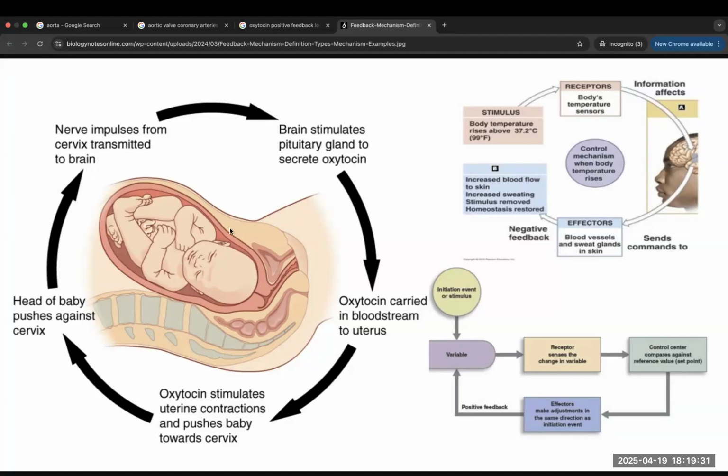Once the baby comes out, this whole thing falls apart. So the contractions get stronger and stronger and shorter and shorter until the baby's born. So that's how that positive feedback loop works.